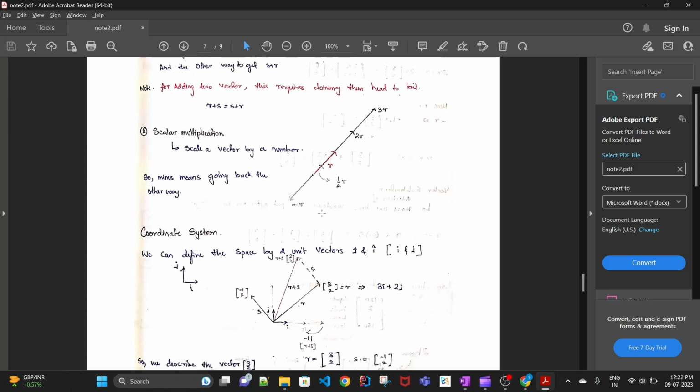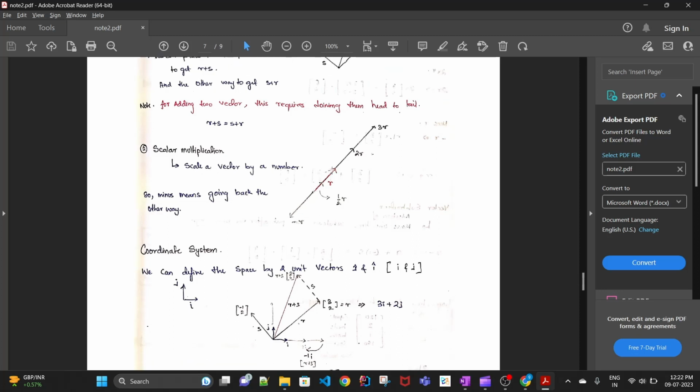Now let us look into multiplication by a scalar. For example, we have this vector r, and when we scale it by 2, or multiply with a scalar value 2, it becomes 2r. It is in the same direction, but twice the length. In the same way, when we multiply by 3, it becomes 3r. If we multiply by 1/2, it becomes 1/2 r. And if we multiply by a negative value, minus 1, it changes the direction, but the magnitude will be the same.